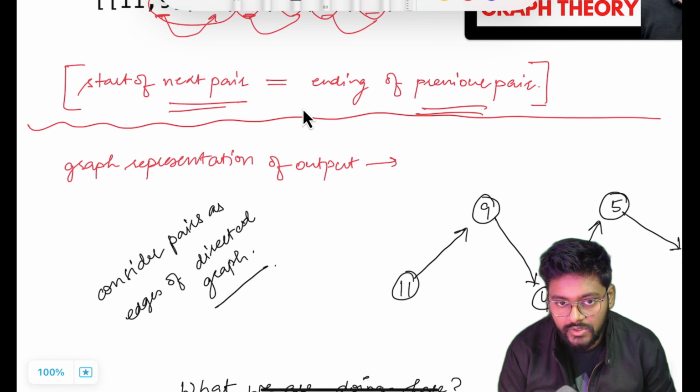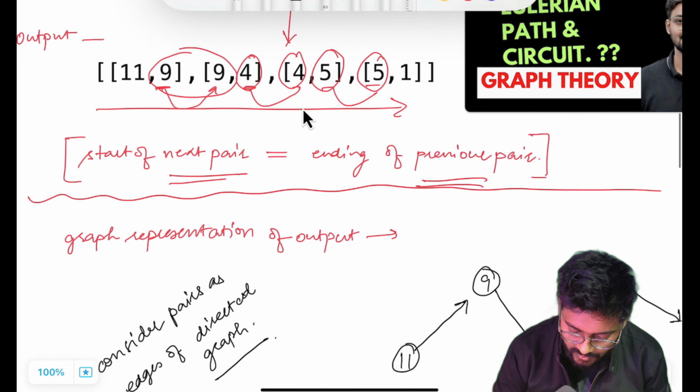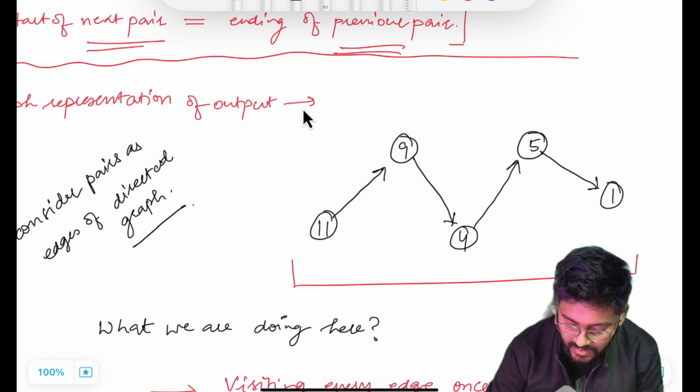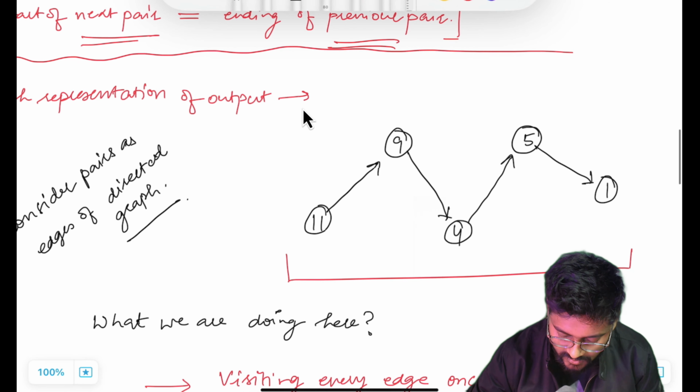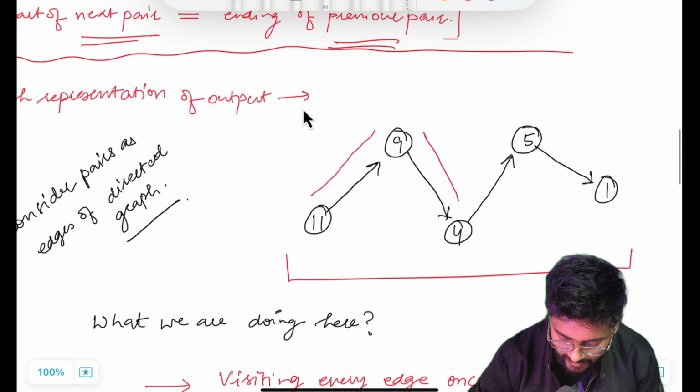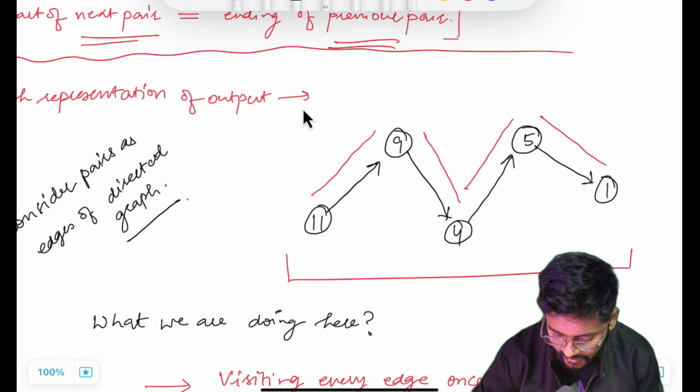Here we will dive deep into the given example. In the given example, we are expected to have the arrangement like this. So if I draw this example, we are going to get this directed graph where we are starting from 11 and ending at 1. So in the representation, what are my pairs? First pair is 11 9, second pair is 9 4, then 4 5, then 5 1.